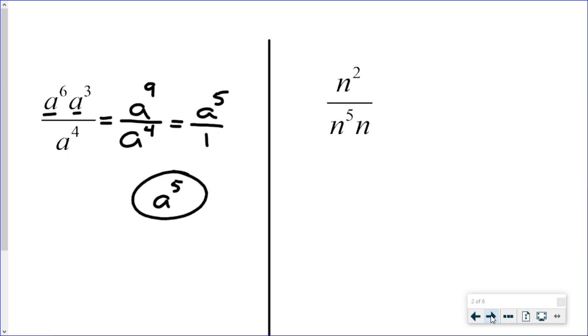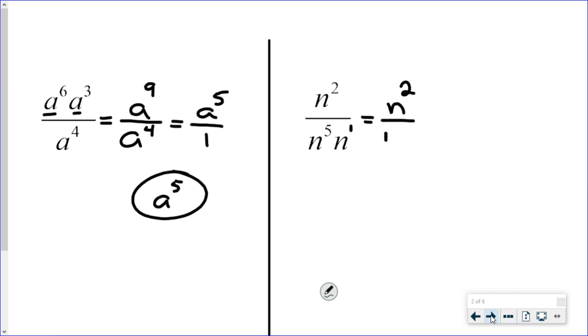Same thing here. We're going to start by combining what we can. Remember, there's a little 1 there. So really, there's n to the 2nd over n to the 6th. Where's the bigger exponent? On the bottom. Subtract them and put a 1 on the top. And now that answer is a fraction.